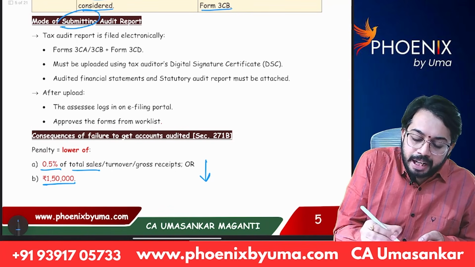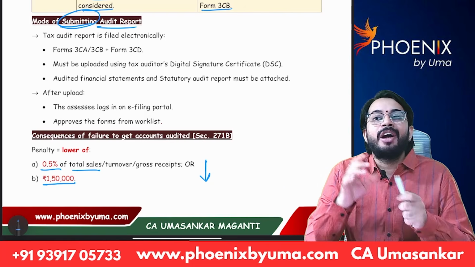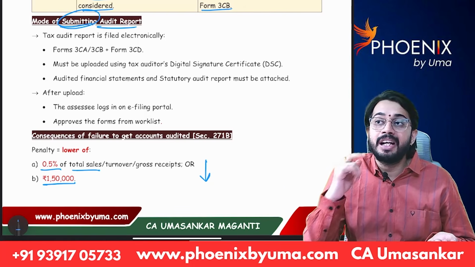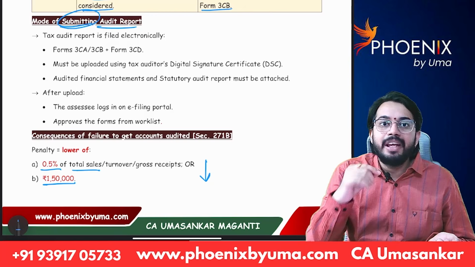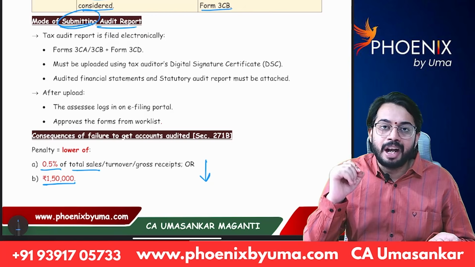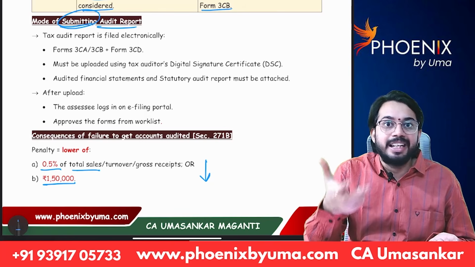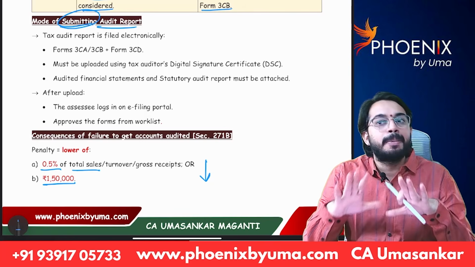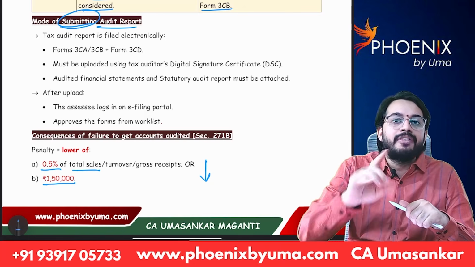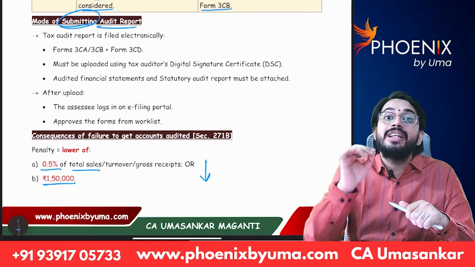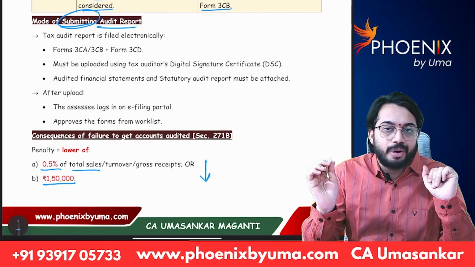Mode of submitting the audit report. Nowadays, there is no manual procedure. The audit report is required to be submitted electronically. And we as chartered accountants need to sign the tax audit report, right? We do not do a manual signature. We sign through DSC, digital signature. So the tax audit report is required to be submitted electronically nowadays, and the tax auditor will also give a digital signature. Even the assessee will also give a digital signature. Okay.